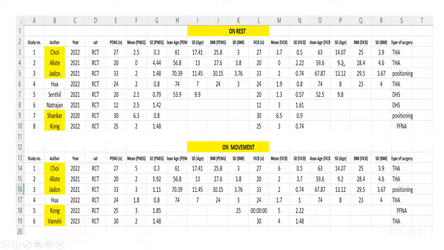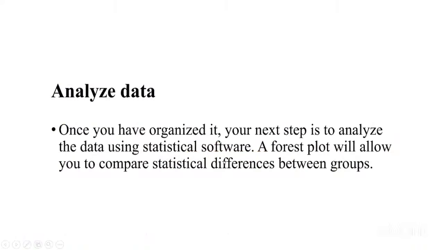So finally, after data extraction, you have to make a form in an Excel sheet, or whichever file is easy for you. So we made it for on rest and on movement.